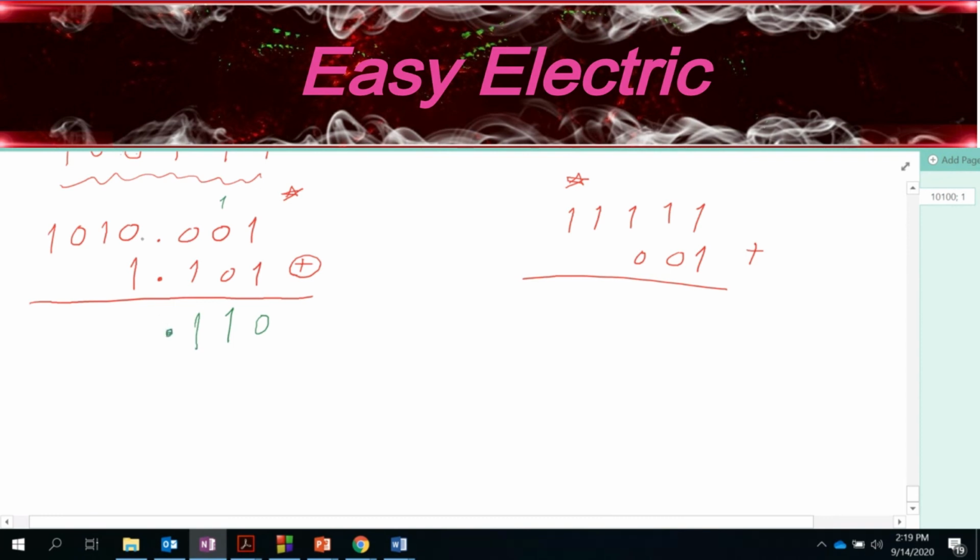No change for the point. Again, here 0 plus 1 is 1. Here you could put some 0, right? So 0 plus 1 is 1. 0 plus 0 is 0. 0 plus 1 is 1. Okay. So it should be 1 0 1 1 0 1 1 0. Okay, so that one was easy.